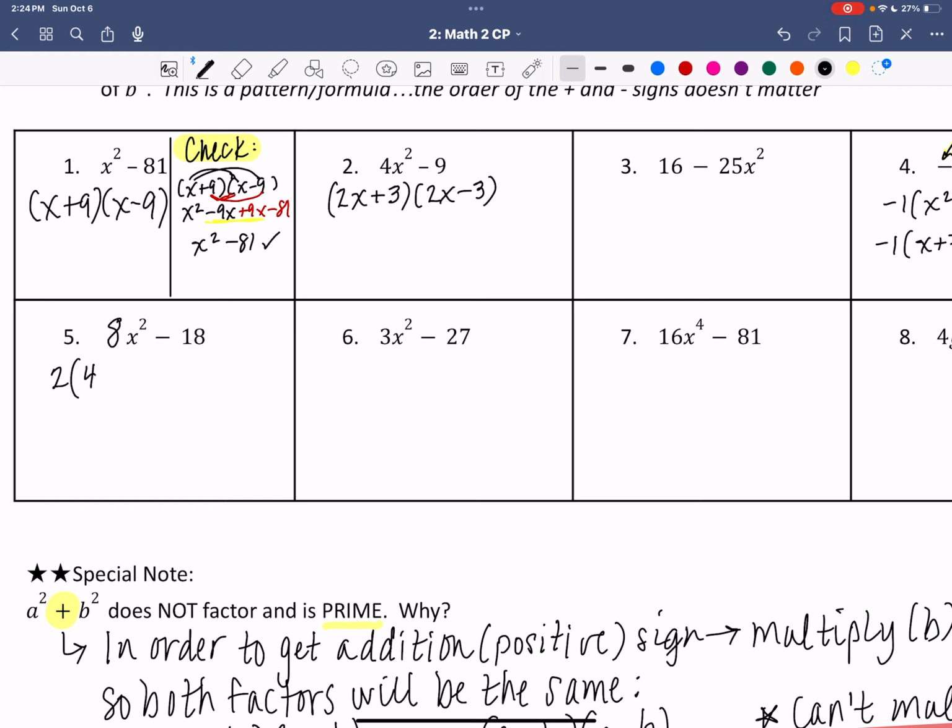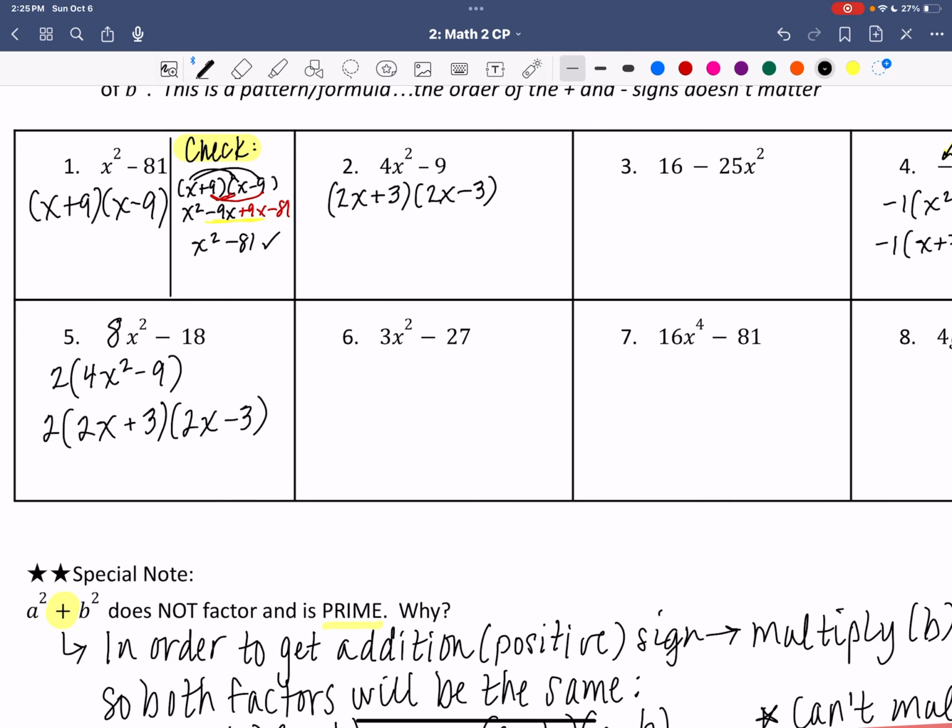And you're left over with 4x squared minus 9. All right, so now let's check. Perfect square, perfect square, perfect square. So let's go ahead and factor. 2, and then the square root of 4 is 2, and the square root of x squared is x, and then the square root of 9 is 3. And then we basically copy the same thing over here, but you need to make sure you have one as a plus and the other is a minus, so your terms cancel out.